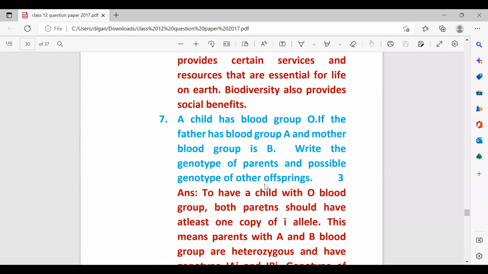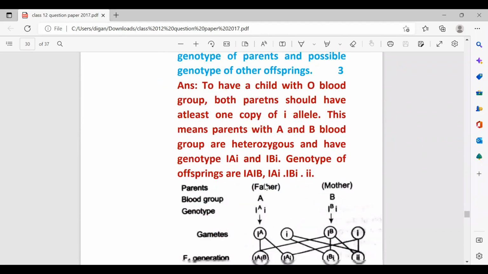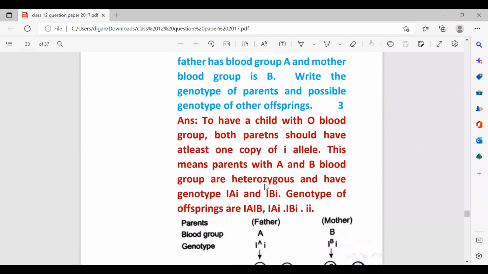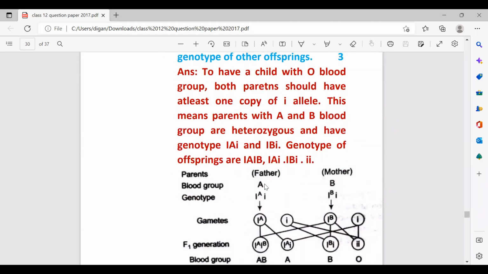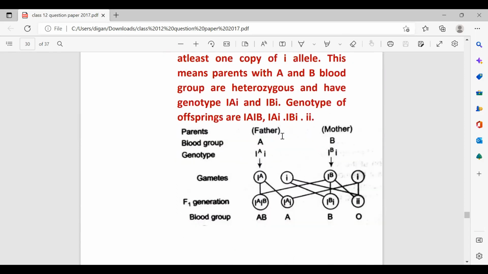A child has blood group O, and the father has A and the mother has B. What will be the genotype of the parents and the possible genotypes of other offspring? A child has O blood group, so both parents have at least one copy of the i allele, because only when both alleles are i will the blood group be O. So this will be the cross. Suppose father is A, mother is B, then the father should have one A allele and one i allele. The mother should also have one B allele and one i allele.